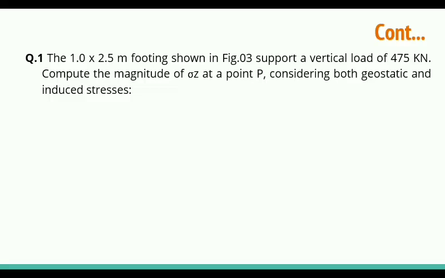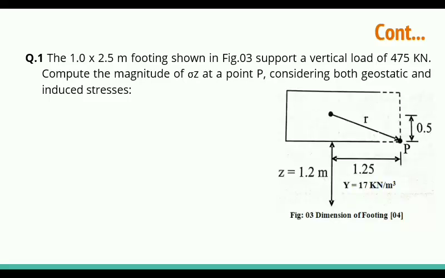I am going to solve one numerical. A 1 into 2.5 meter footing, shown in the figure, supports a vertical load of 475 kilonewton. Compute the magnitude of sigma z, that is the vertical stress at the point P, considering both geostatic and imposed stresses.